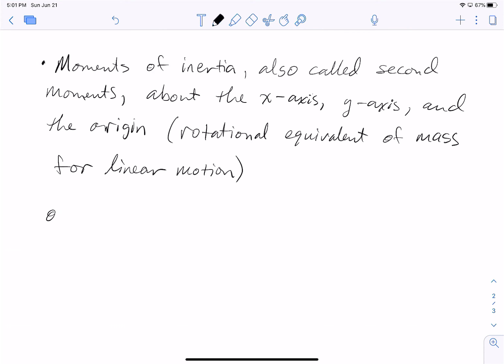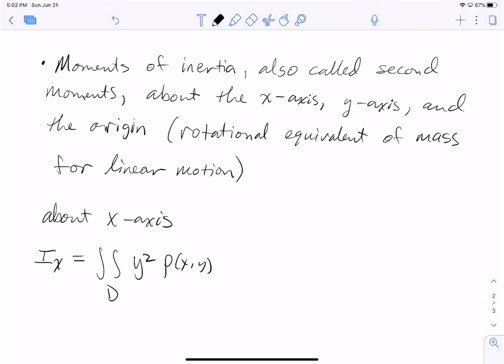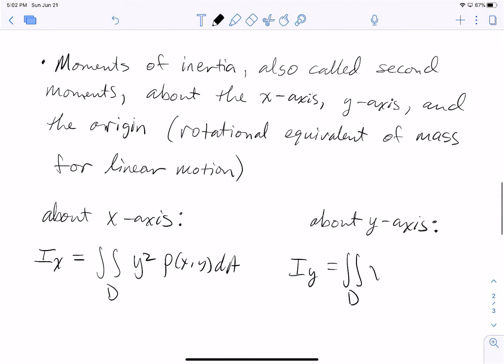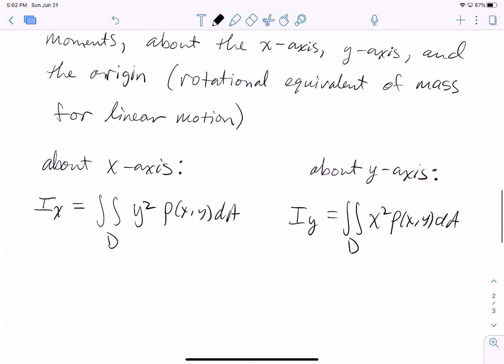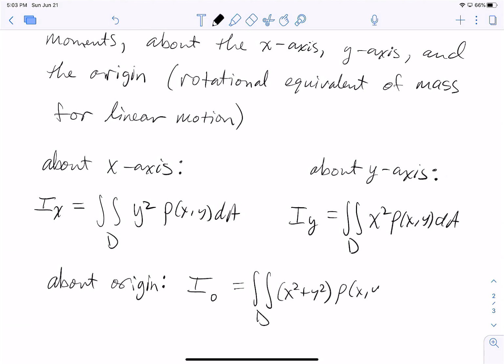About the x-axis, we have that I sub x, that's how we refer to the moment of inertia, is the double integral over D of y squared times rho of x y dA. About the y-axis, I sub y is equal to the double integral over D of x squared times rho of x y dA. But here we also have a third one about the origin. This one's denoted I sub o, and it is equal to the double integral over D of x squared plus y squared times rho of x y dA, which means it's equal to I sub x plus I sub y.